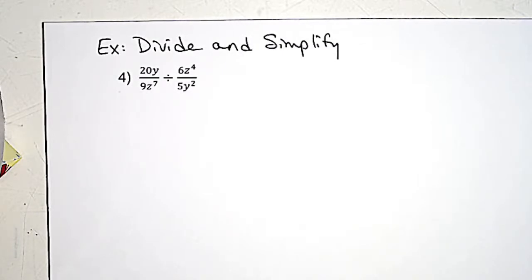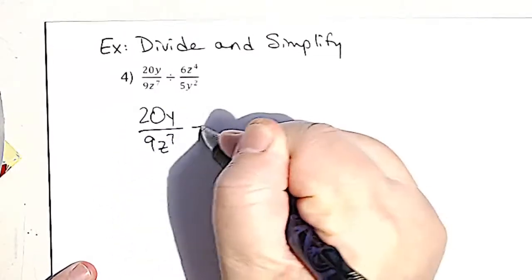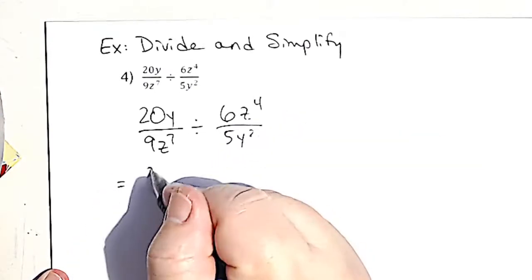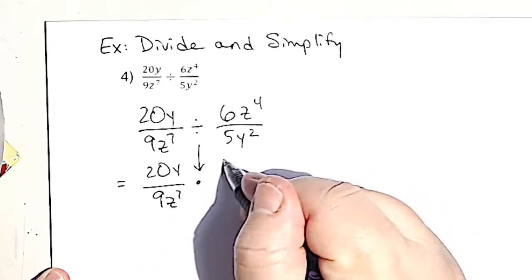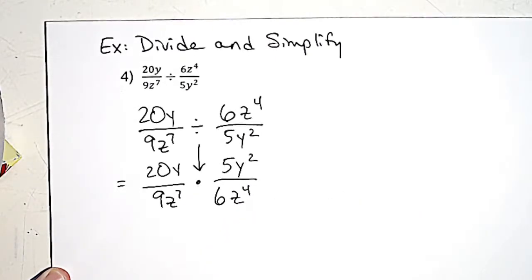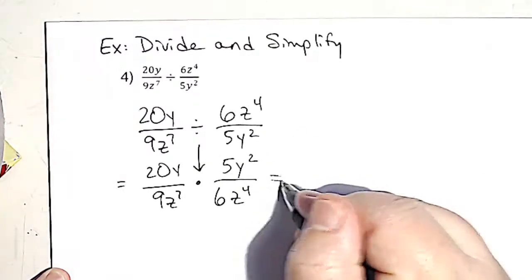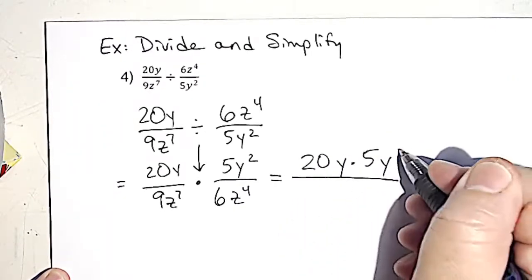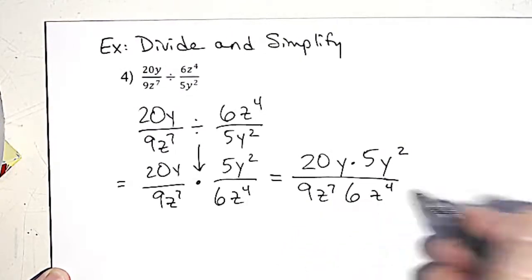And so with division, remember, we've got one extra step. When we're dividing, I'm going to rewrite it so that we multiply by the reciprocal of the second fraction. So we write it as multiplication, and then we flip the second one upside down. And then once it's multiplication, we multiply across. So 20y times 5y squared all over 9z to the 7th times 6z to the 4th.